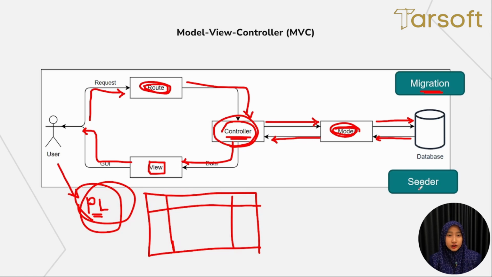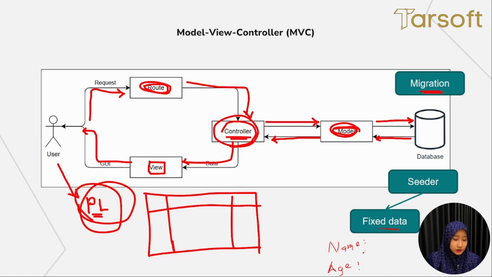There are 2 ways you can do this, which is using fixed data. This is where you put the data manually. For example, maybe you have a table that has a column name, maybe, and age. Then for fixed data, you are going to type in the name and the age, which then will be processed, and the name and age will go inside the table.